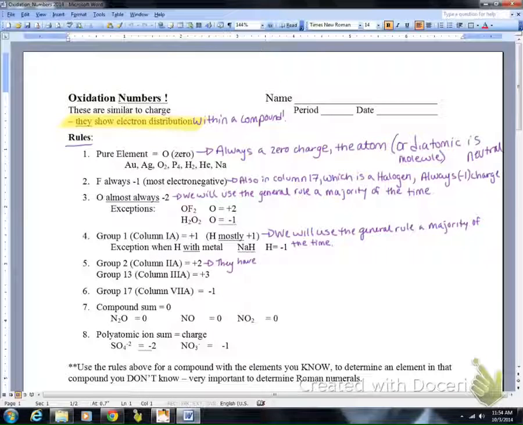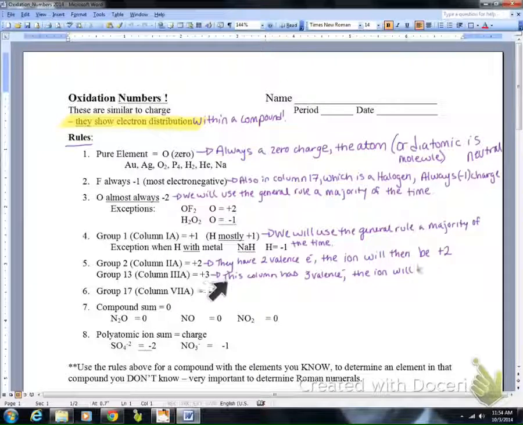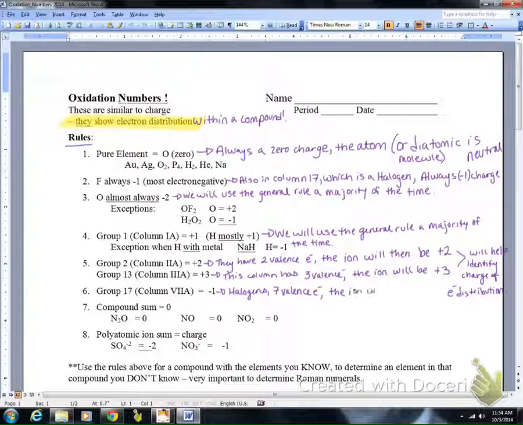Group 2, column 2A, these have 2 valence electrons, so the ion will be a +2, so our oxidation numbers will be +2. Group 13, column 3A, has a +3 oxidation number. This column has 3 valence electrons, and the ion will be a +3. So hopefully you're seeing some correlation between the valence electrons, the ion charge, and the oxidation number. Again, group 17, the halogens, have 7 valence electrons, so the ion will be a -1.